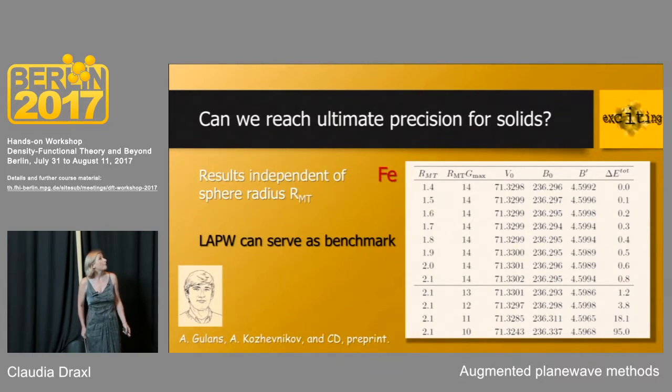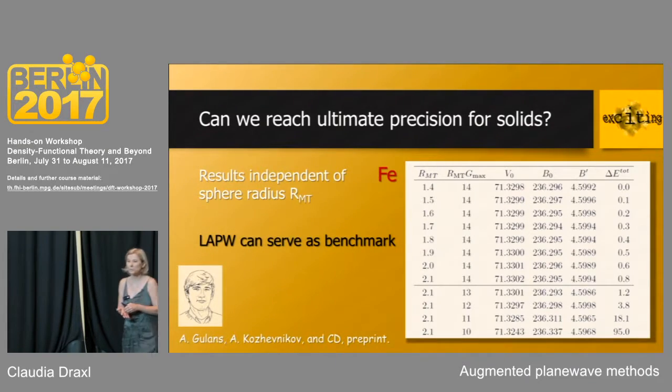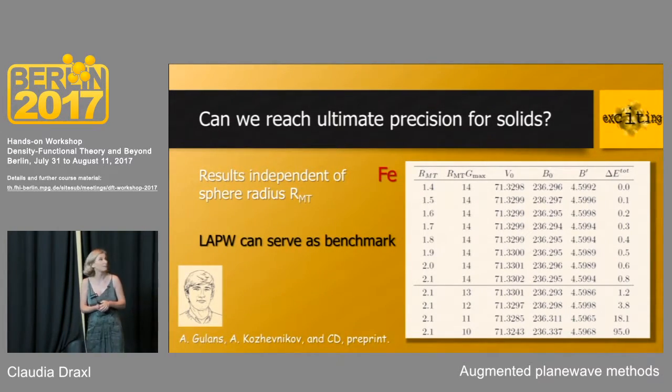So I think that LAPW was always, so to say, known as a benchmark in the community, but of course you have to implement it also in a precise way and have to use it in the proper way such that it can serve as a benchmark. I think this is the essence that we learned from this.